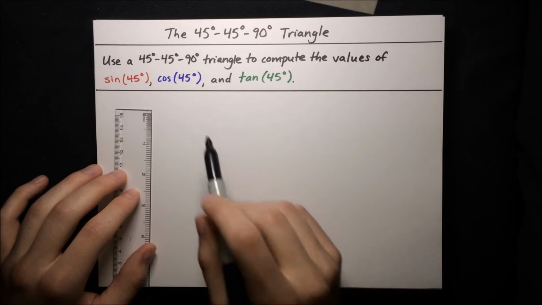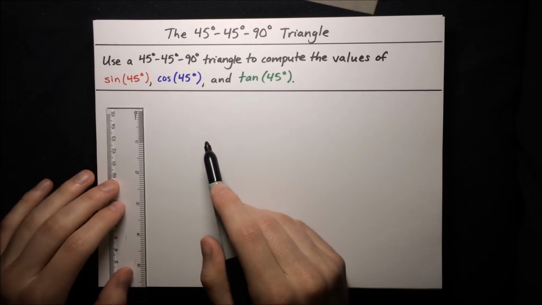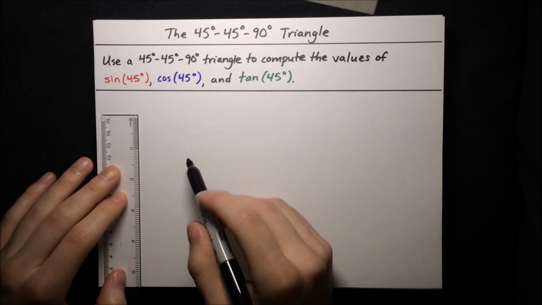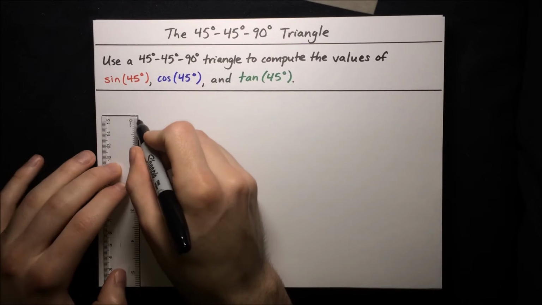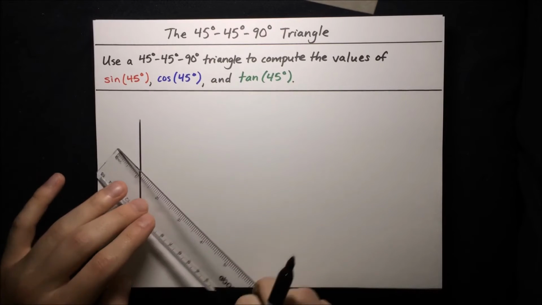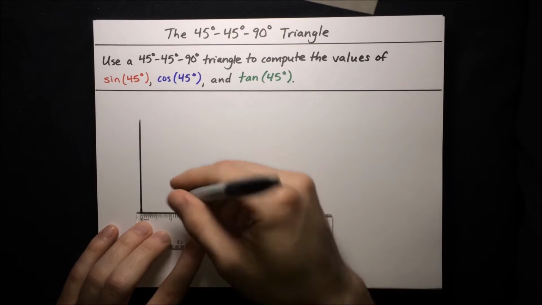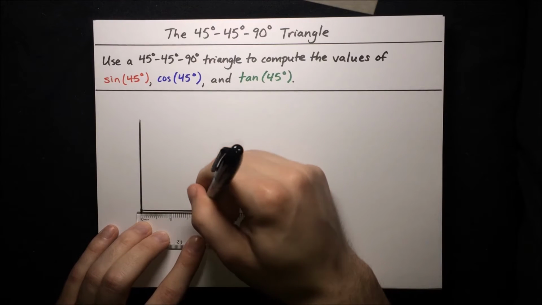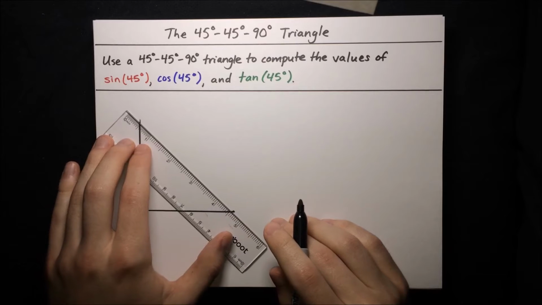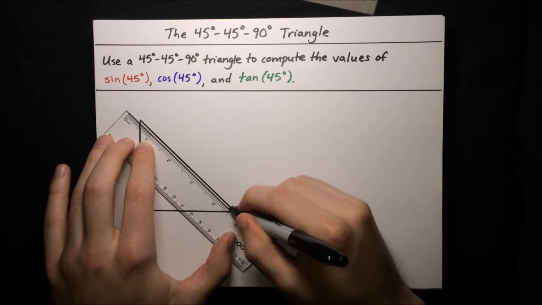So, 45, 45, 90 triangle. We know that there's a right angle at that 90 degrees, and we also know that since the other two angles are the same, it's an isosceles triangle. So let's make a right angle. How about, say, 3 inches long on the side, and both of these sides will have the same length because it needs to be an isosceles triangle. So here we go. There's two sides of the same length, and then here is our hypotenuse.